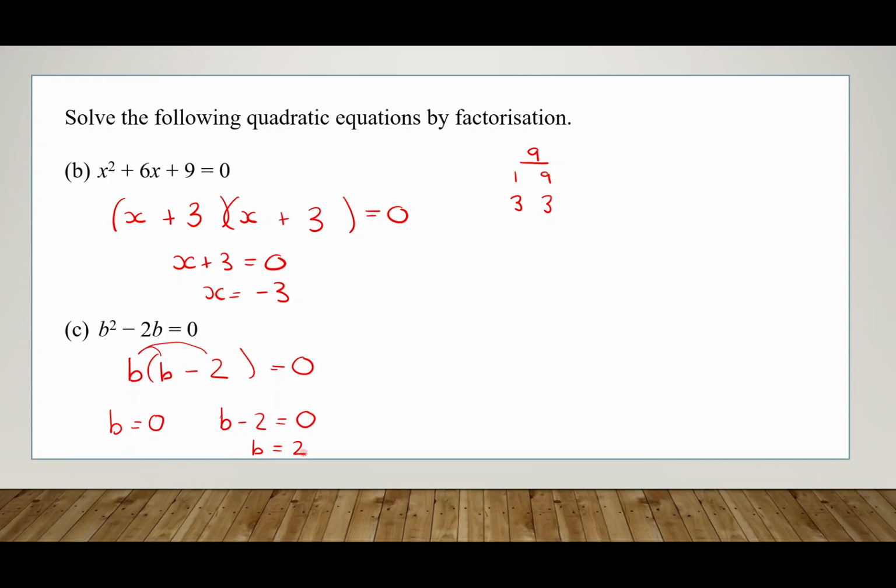It's quite easy to forget to factorise and try to divide by b in a situation like this. If you were to divide by b, you would lose one of your solutions, so you wouldn't answer the question fully. So always factorise to make sure you get all of the possible solutions.